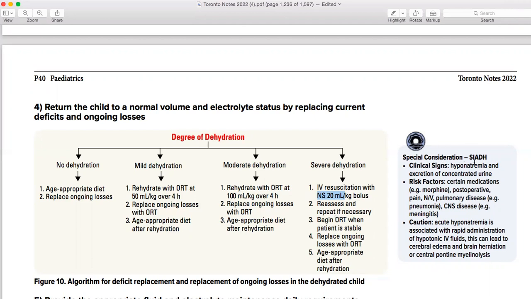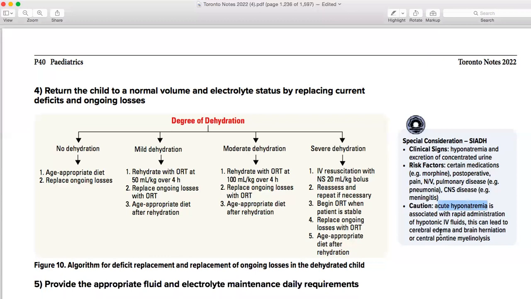Then special consideration is basically SIADH. So you have to see if it's hyponatremia. It is very important when you are giving fluid. If you give too much fluid, hyponatremia could happen. So you have to see which fluid you are giving. You shouldn't be giving hypotonic fluid. You need to give isotonic fluid. We will see about that. And it can lead to cerebral edema or brain demyelination.